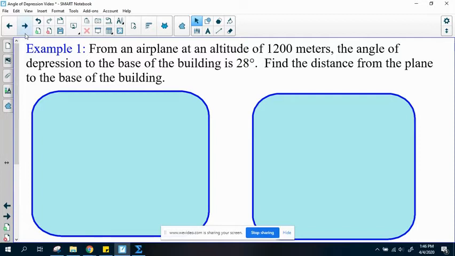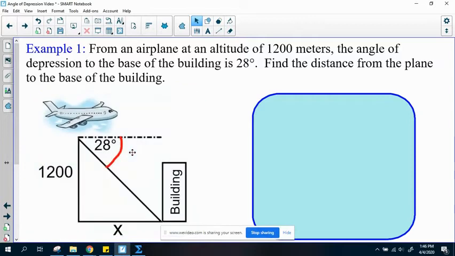So we have an airplane at an altitude of 1,200 meters. The angle of depression to the base of a building is 28 degrees. So we want to know how far is the plane from the building. So the hardest part, again, for anything is to take that information and draw a picture. So I would start with a triangle, and then I would start with a plane up top. So you know that the distance is 1,200. And then the angle looking down is 28 degrees.